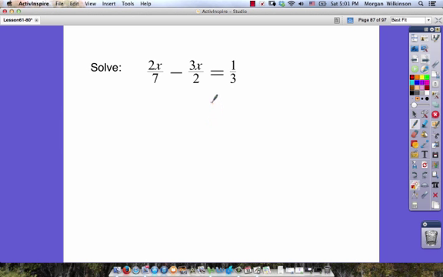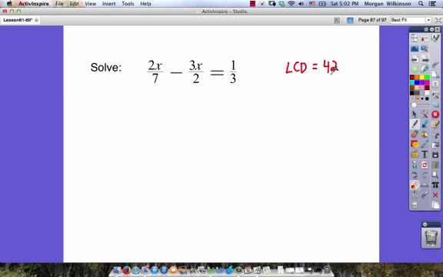Here we have 2x over 7 minus 3x over 2 equals 1/3. So the least common denominator of 7, 2, and 3. Well, the least common denominator of 7 and 2 would be 14. The least common denominator of 7 and 3 would be 21. Unfortunately, 21 is an odd number. So if we double it, then we'll be able to figure out a common denominator. Happens to be the least common denominator here as well. The least common denominator, if we double 21, that's 42.